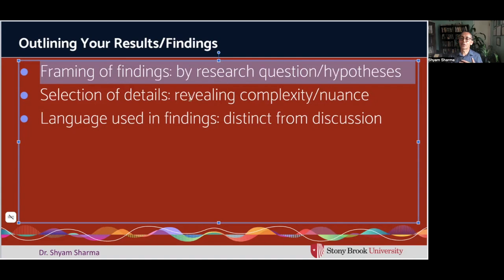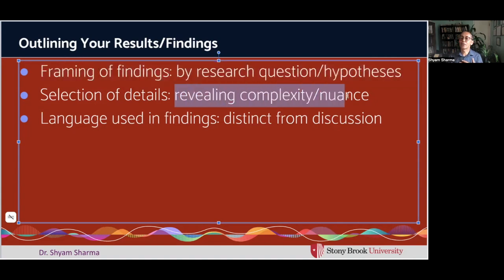Select the details in such a way that it not only answers the big questions in a broad way, but also reveals the complexity and the nuance of the research, right? You don't necessarily want to fit the findings to the question. Sometimes it may get complicated. You need to reveal that complication in the reporting of the findings.